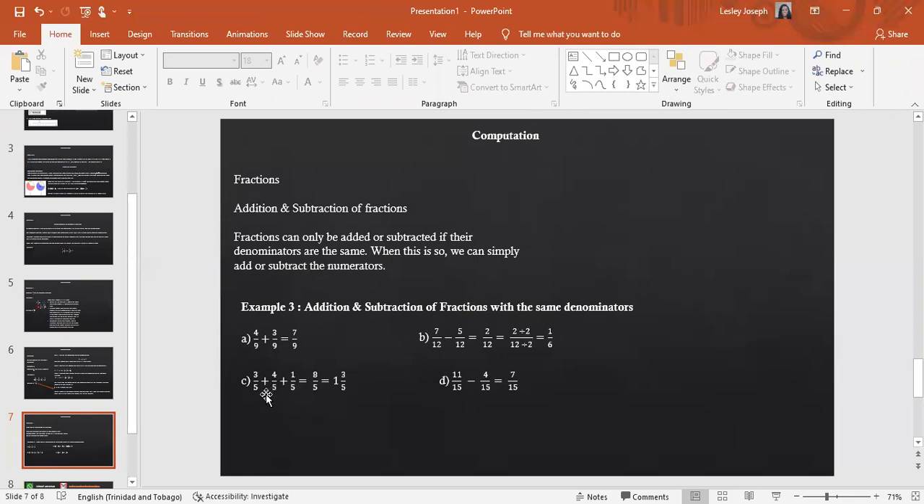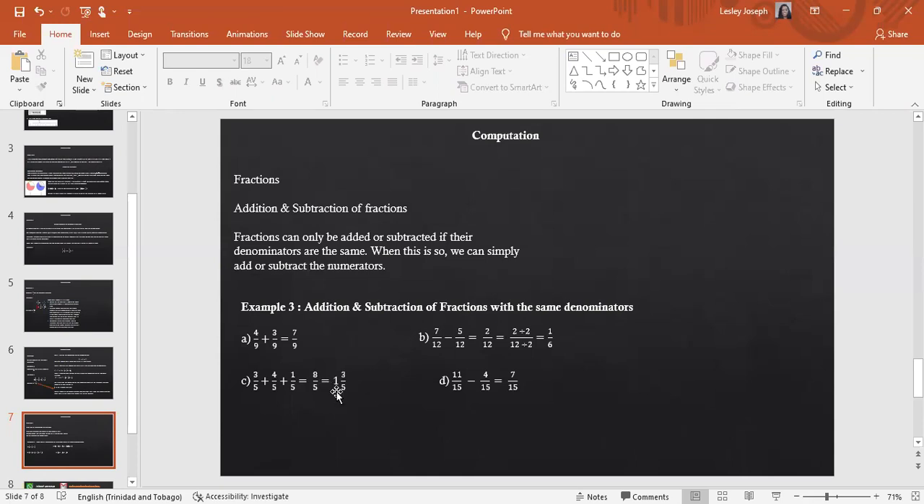Let's look at C. We have 3/5, 4/5, and 1/5. When we add these 3 fractions together, we end up with 8/5, an improper fraction. Again, another rule of thumb here is that when our final answer is an improper fraction, we want to reduce it to its lowest form. In this case, its lowest form would be a mixed number. So it would be 1 and 3/5.